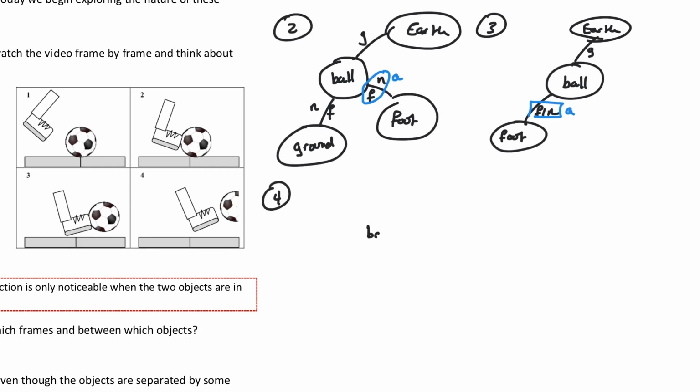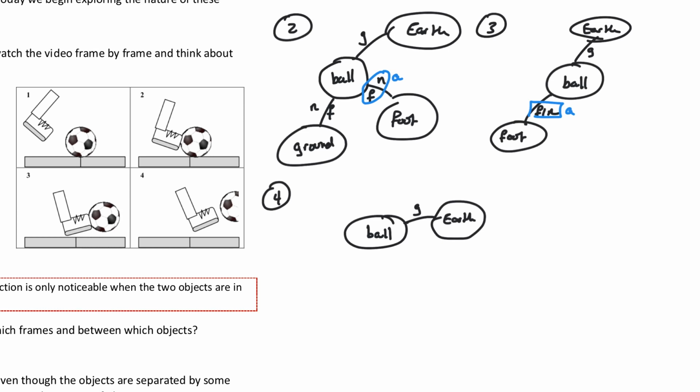Finally, for the last one, frame 4, we have the ball. And the ball is not interacting with the ground, it's not touching it, it's not touching the foot either, but it is interacting with the earth. And that's an invisible force that's pulling it down, and that's our gravitational force.